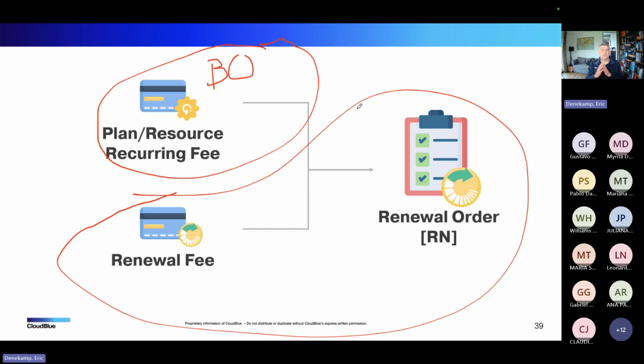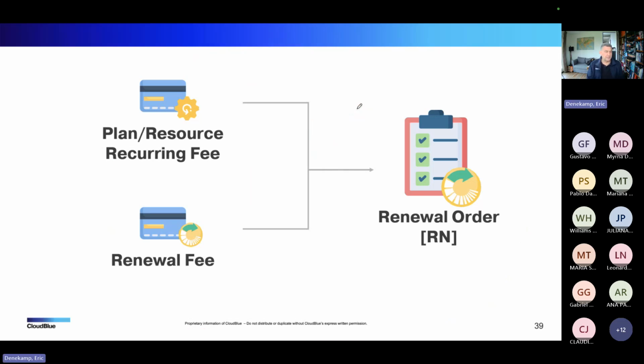So it depends on what subscription model it is, what billing model it is. Is it before subscription period? I see this. If it is before billing period, I have at the same moment a renewal order and a billing order. Renewal order charges for the renewal fee, and my billing order charges for the recurring fees.